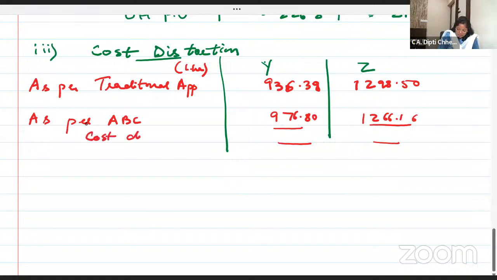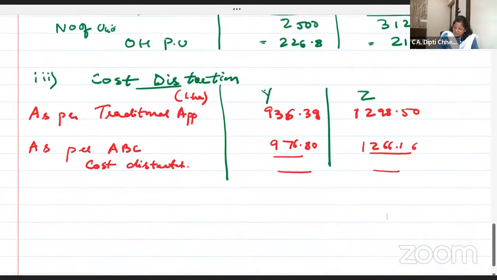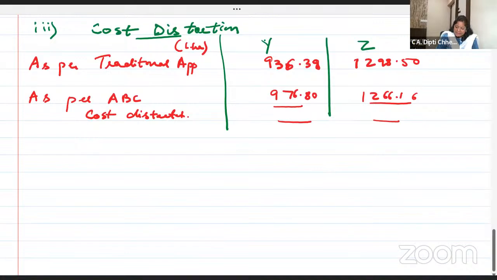Cost. They are saying Y's cost is 936.69. We are saying 976.8. So we are calling it as, did I take it correct? 976. 40.11.